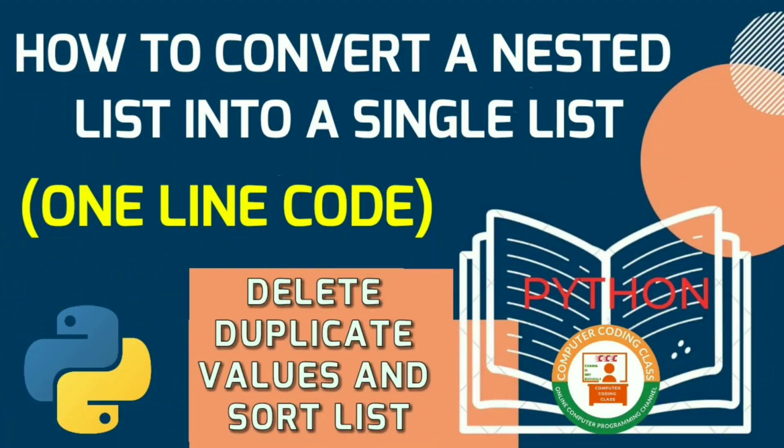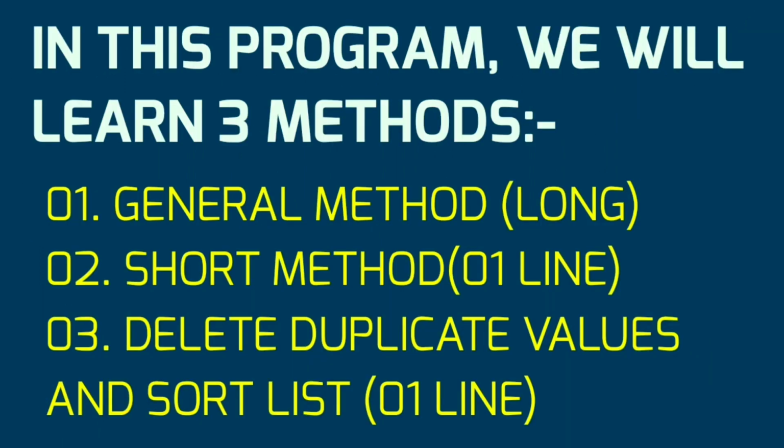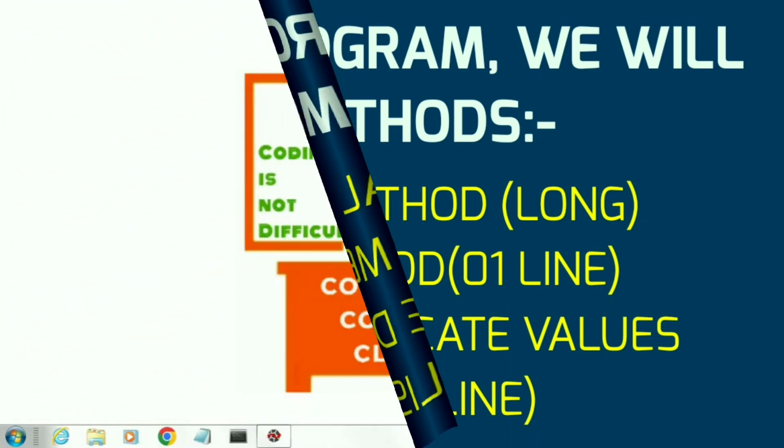Welcome. Today we will learn how to convert a nested list into a single list. In this program we will learn three methods. First method is the general traditional method, and second we will perform a short method, that is a single line method to convert a nested list into a single list, and in third we will learn how to delete duplicate values and sort a list. This is also a single line code.